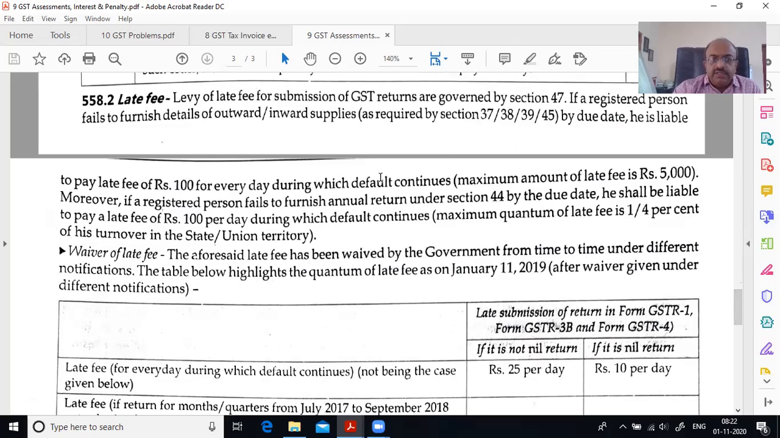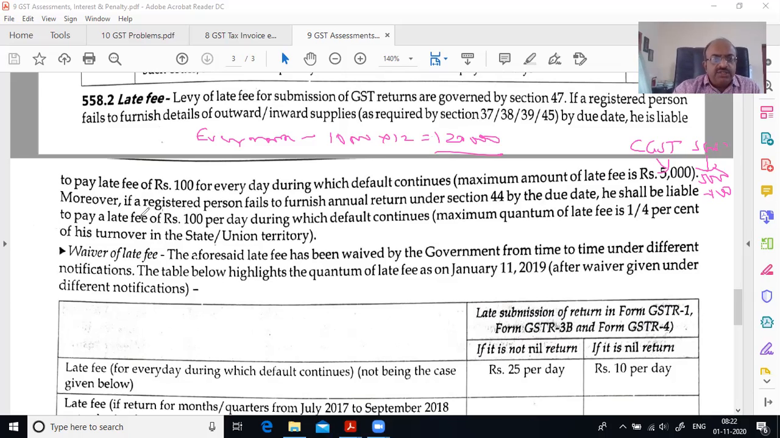So this is only CGST. Then SGST is there. So total 10,000. And suppose every month you are supposed to file the return, a monthly return. How much is it coming to? 10,000 into 12, 1,20,000 is the payment for just late filing. The guy will run away.